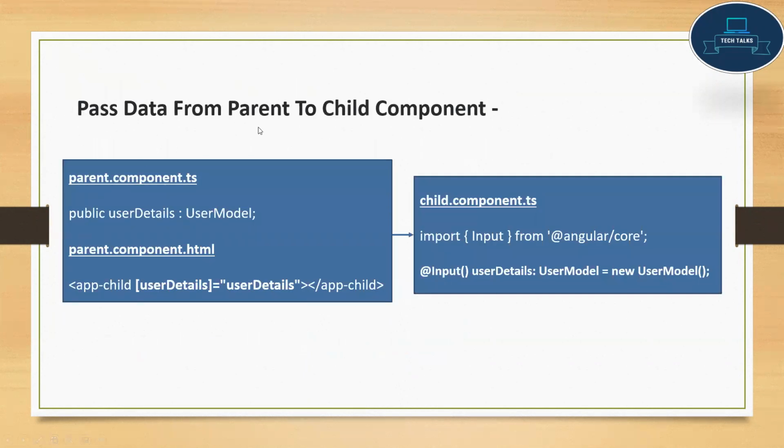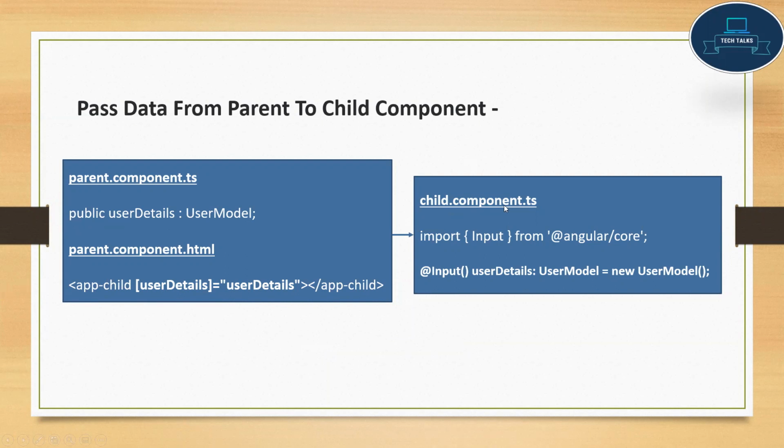To pass data from parent component to child component, you first have to define one property in your parent.component.ts. Here I have defined userDetails, which is of type UserModel. In parent.component.html, we have written the selector for our child component. You just need to pass this property as input to your child component. To pass input, you first write square brackets, userDetails, and close the square bracket. This userDetails is my input property name, equal to, and assign the component property to it.